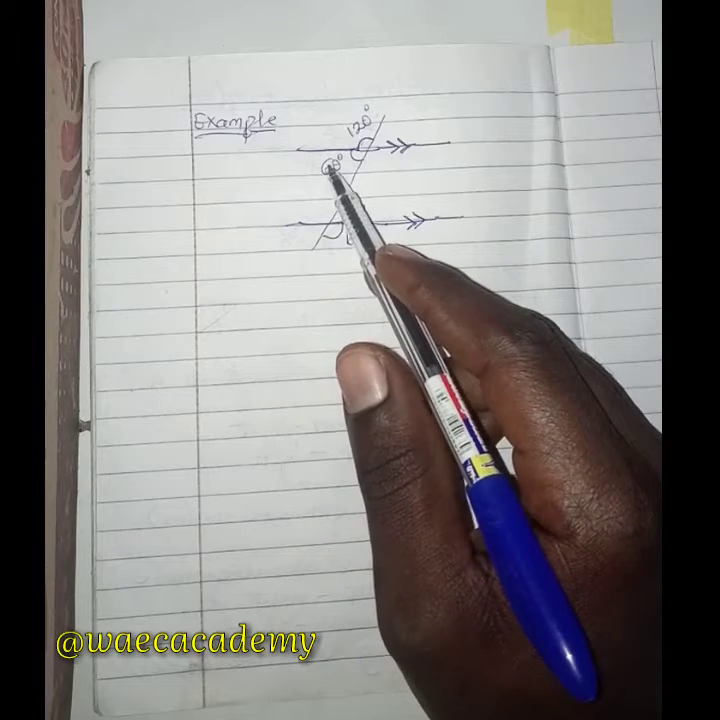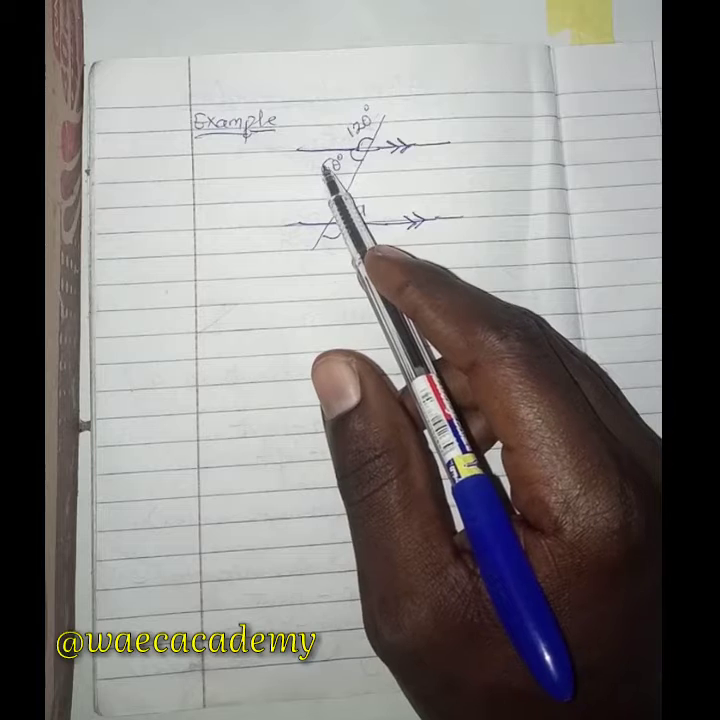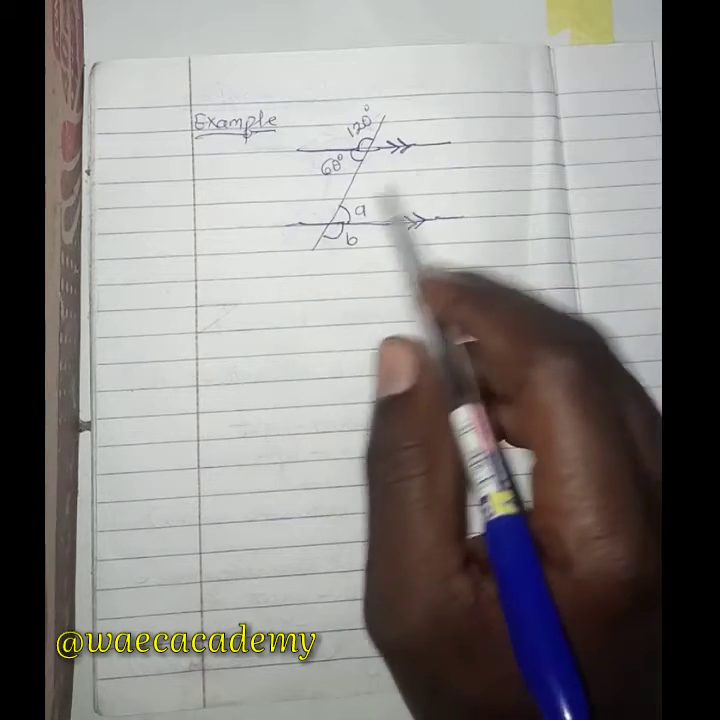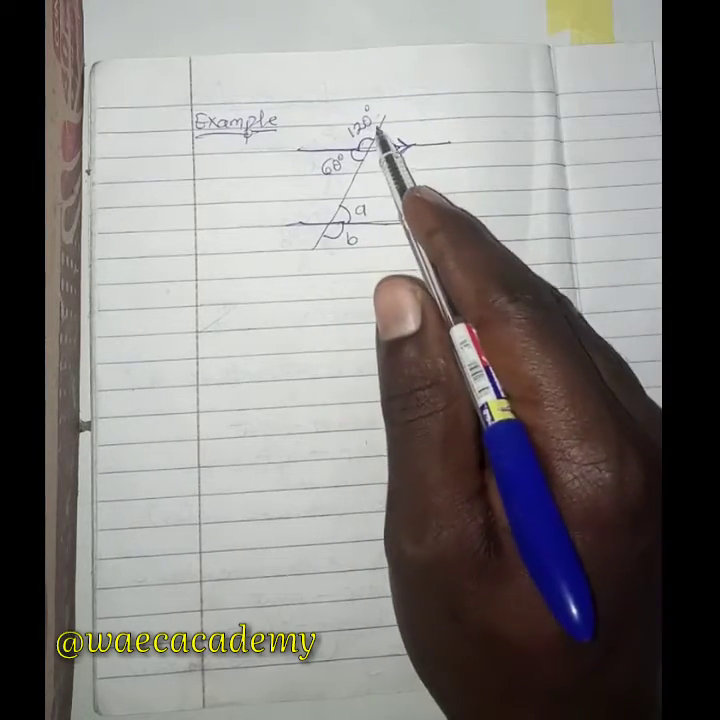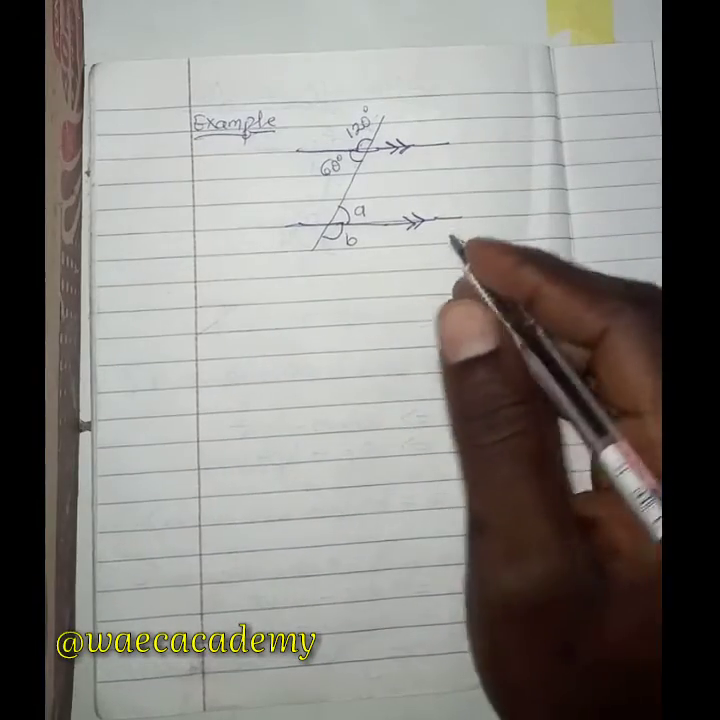We have two parallel lines. Of course, always remember that alternate angles, just like corresponding angles, always involve parallel lines and at least one transversal. Two parallel lines, one transversal. Okay, let's get down to business.